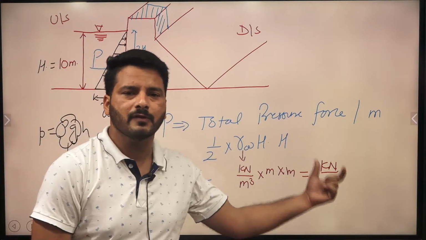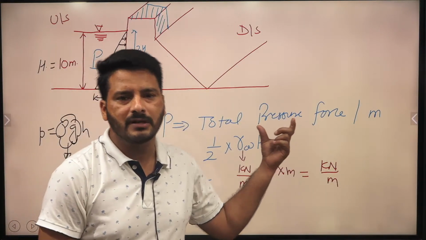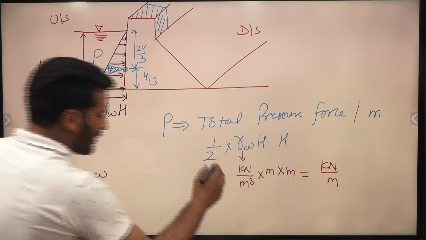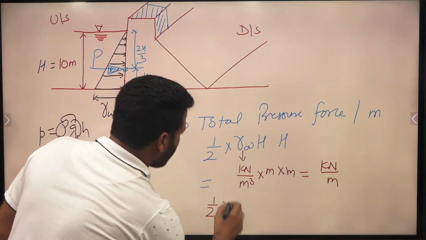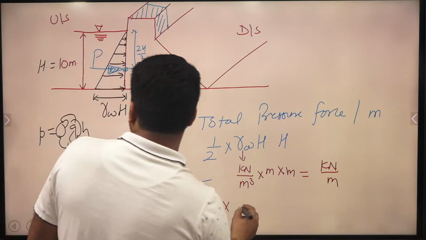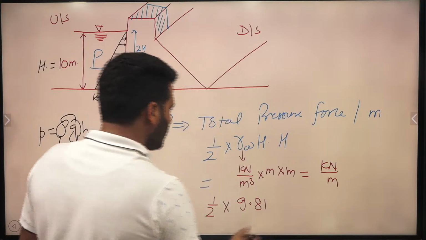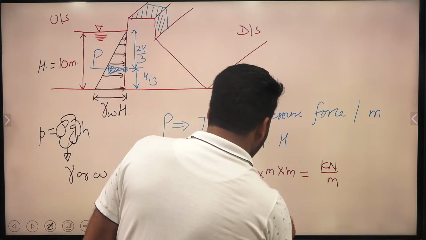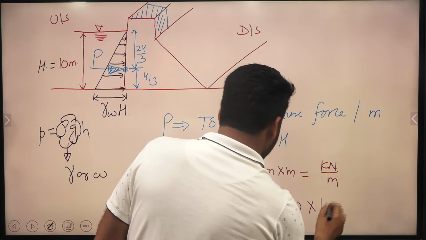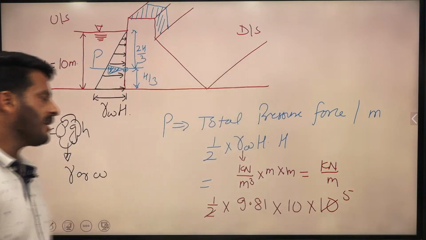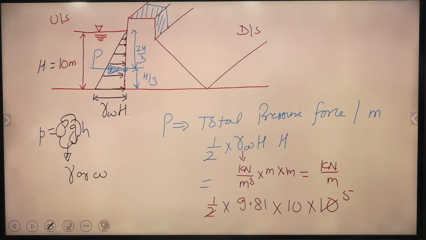Kilonewton is the unit of force. Meter, we are considering the unit length of the dam. So this is the force per meter length of the dam. So I'm just writing the value, half of gamma w. This you know very well. So this is coming to be 9.81 kilonewton per cubic meter into H, which is 10 meter, again into 10. So 2 5s are 10. Just multiply 9.81 by 5 and again multiply it by 10, and you will get the answer.